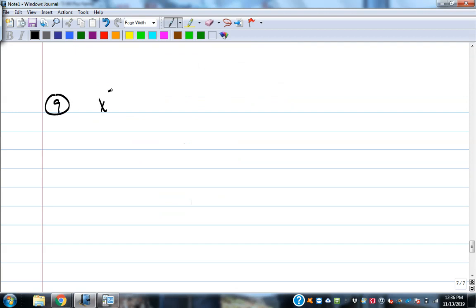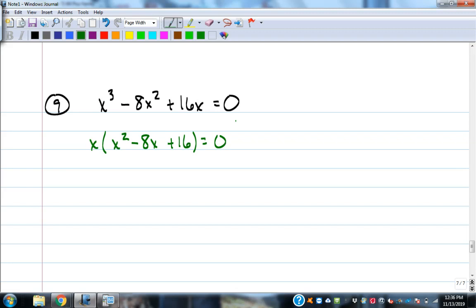Let's look at this one. x cubed minus 8x squared plus 16x. Go ahead and put it equal to 0. GCF of x: x times x squared minus 8x plus 16. Okay, x method on that. Multiply to be 16, add to be negative 8. Negative 4 twice. So that's going to be x times x minus 4 squared, right?